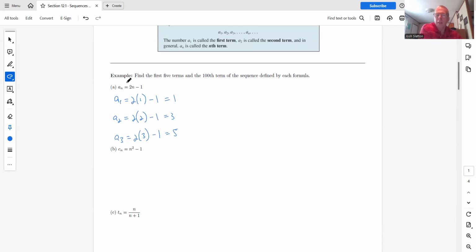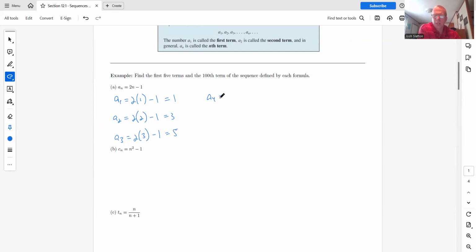Another thing to notice, this looks like a linear function. So if this was f of x equals 2x minus 1, we would recognize that as a linear function. And so this is kind of a linear sequence. It's called an arithmetic sequence, which we'll talk about in 12.2. But the same idea applies in that the slope of this would be 2. And these are going up by 2, just like the slope would be, the y values would be going up by 2 if this was a linear function or a linear graph.